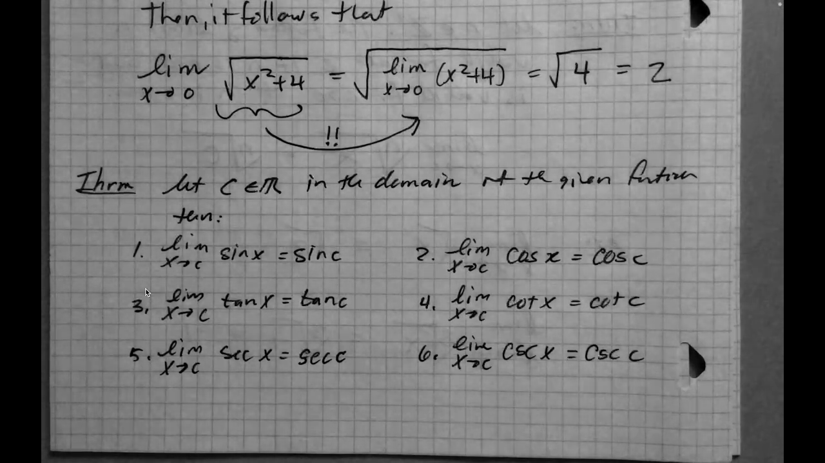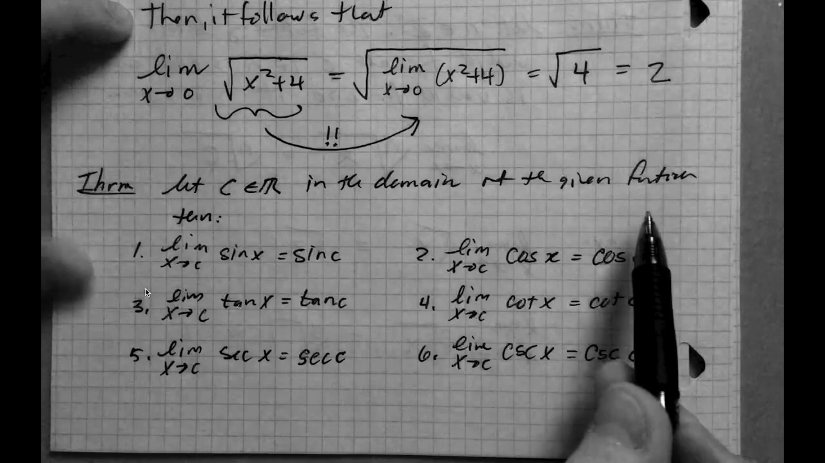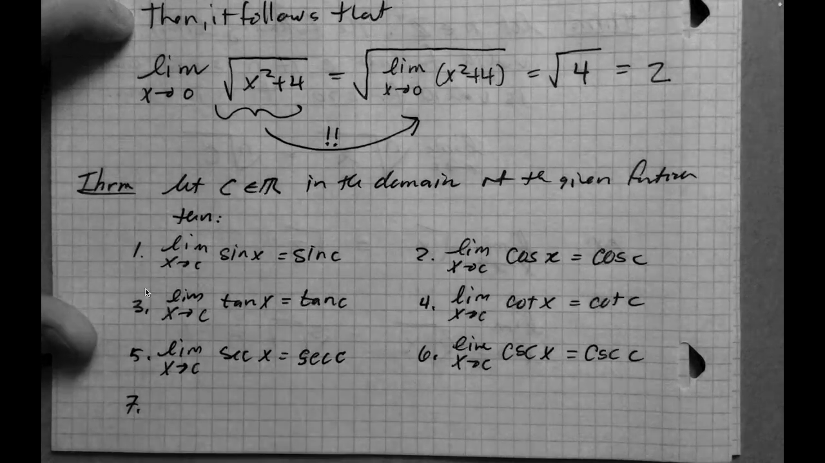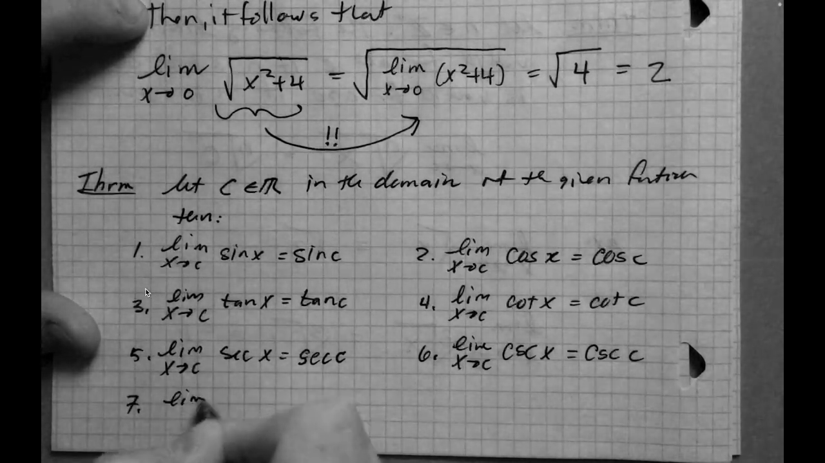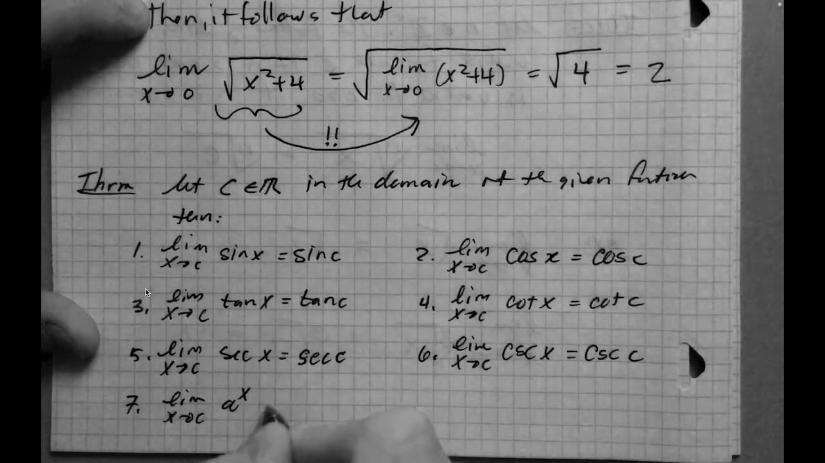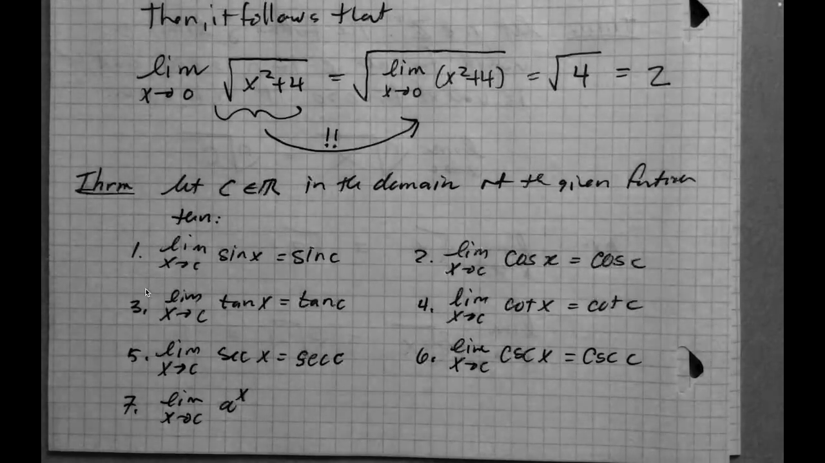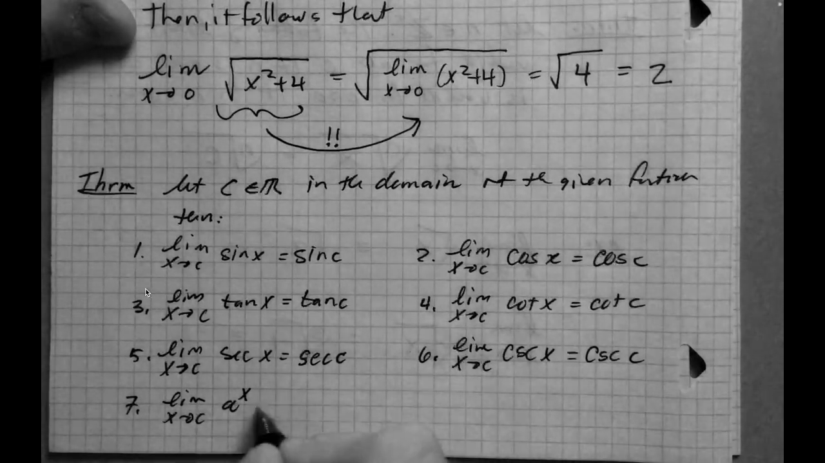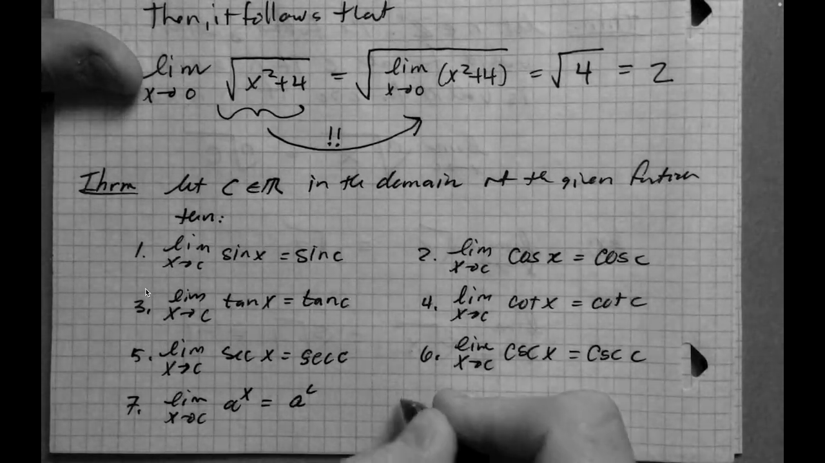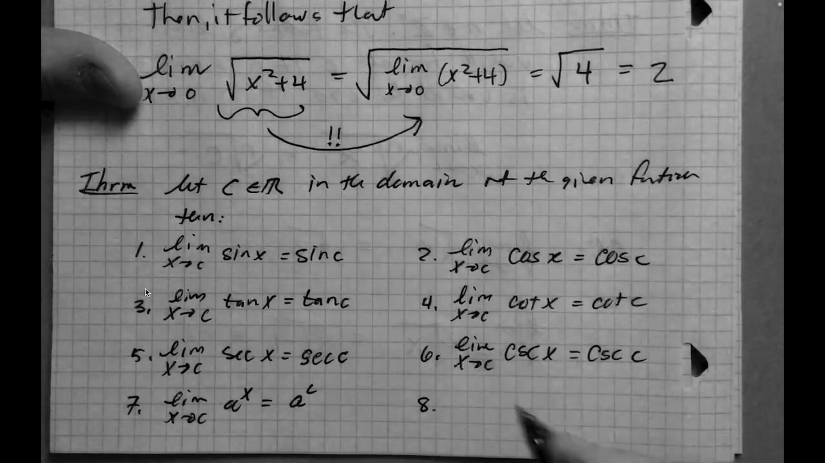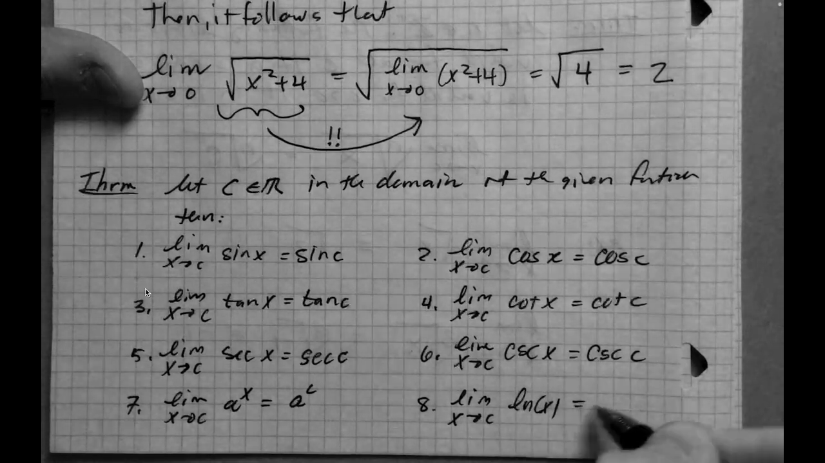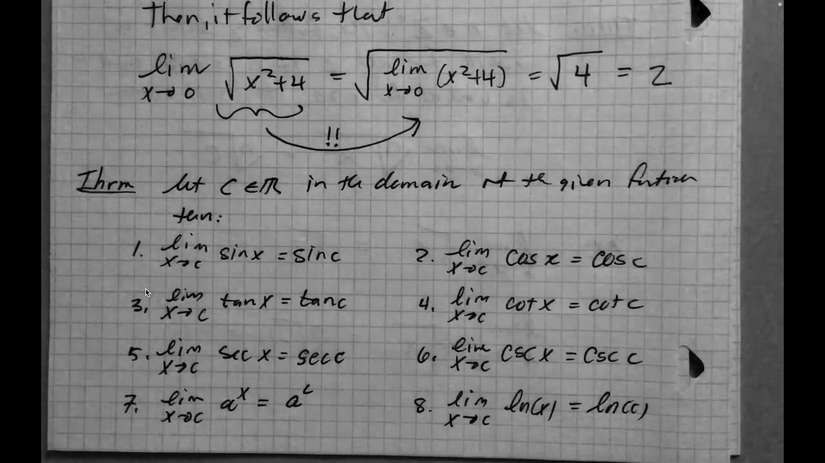A couple other ones here that you can lump in with this, basically c being a real number in the domain of the function. We could also say that the limit as x approaches c of a to the x power, so a with the variable x up in the exponent, is equal to a to the c as well. And then finally, the natural log. So the limit as x approaches c of the natural log of x is the natural log of c. So these are all continuous functions.